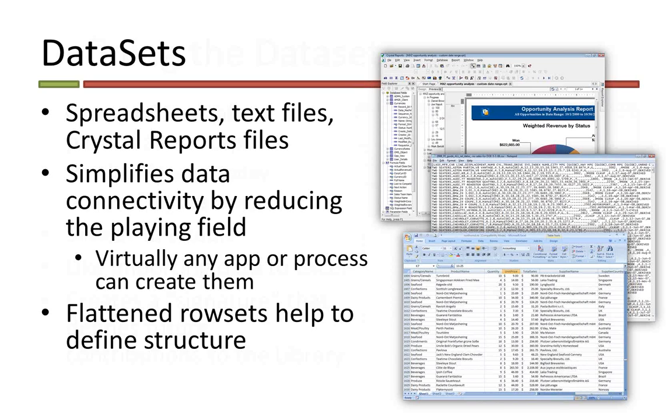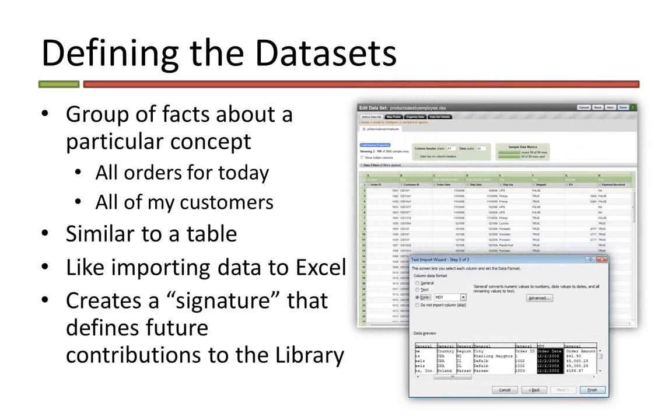It's really a collection of information about a particular topic, if you will. And the first stage in building your data library is to define the data set. The data sets themselves, as I said, tend to be a group of facts about a particular concept. All of my orders for today, a transactional data set. In the OLAP world, we often think about that as being a fact table. All of my customers: here's information about my customers, their name, their phone number, their address, the key contacts, the customer ID. All of those things belong to a particular concept.